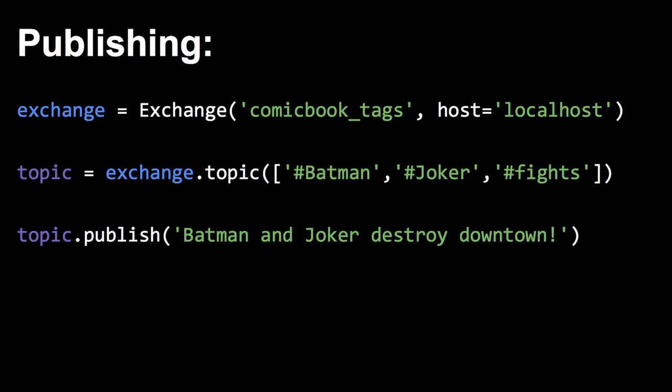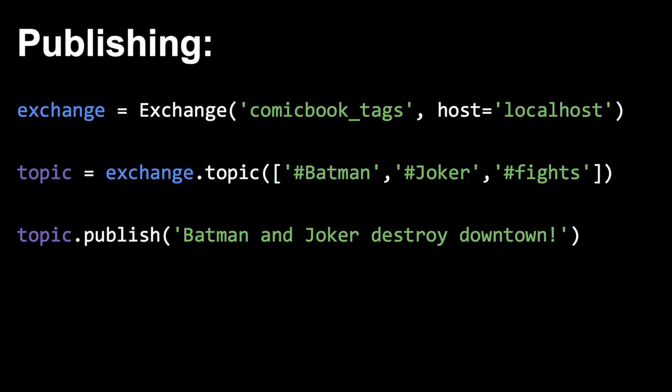So the idea is that the libraries are really easy to use. Here we just create an exchange. We call it comic book tags. This is any of your connection information for your RethinkDB, and this for your RethinkDB database. And this ends up becoming a table, but you don't have to actually worry about that if you don't want to. Then we create a topic. Since RethinkDB is arbitrary JSON documents, your topic can be any JSON document you want. In this case, we're just going to make a list of strings. And then we take the topic and publish on it. Batman and Joker destroy downtown.